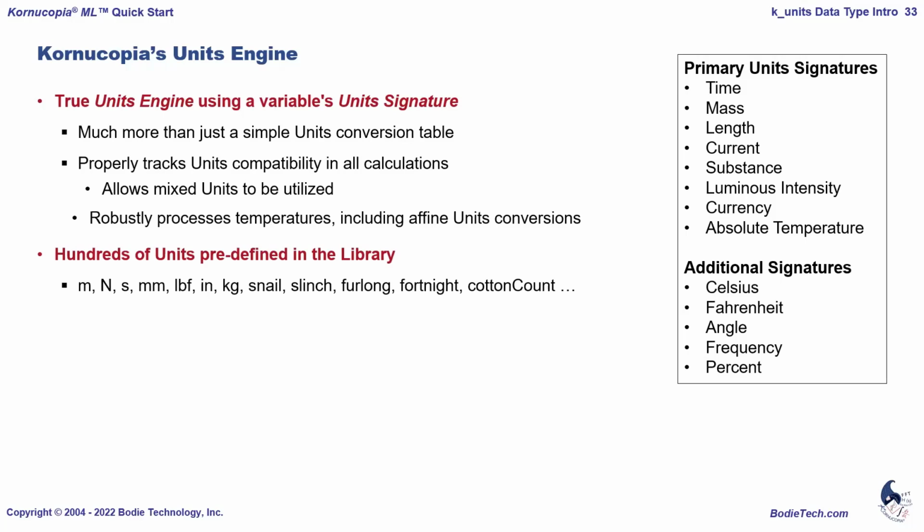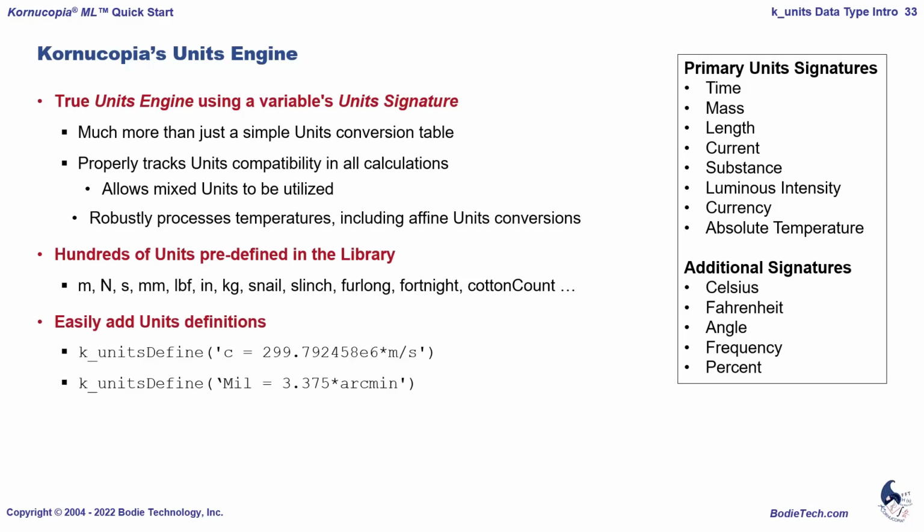In the library, there are literally hundreds of predefined units. So units that you're accustomed to, like millimeters and newtons and pounds force and such. And then some more odd ones like slinch, fortnights, and cotton count. They come from a variety of needs and a variety of industries.